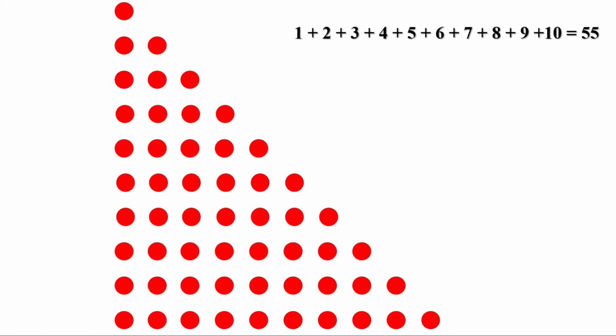Suppose there are 100 rows. So in the first row, there will be 1 dot, and in the last row, there will be 100 dots. Of course, you can add it like this, but it will take a lot of time. Is there any other easier way? Let us see.